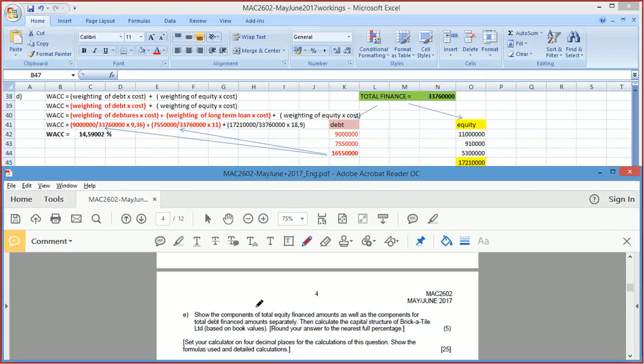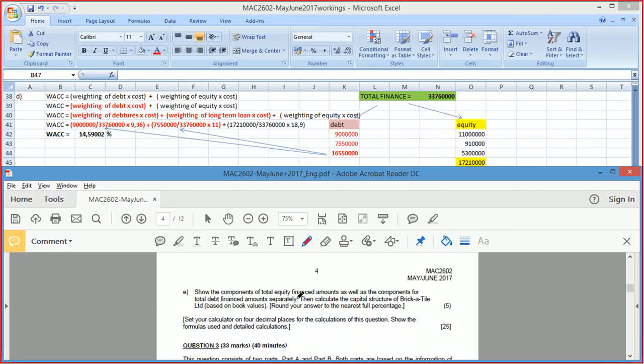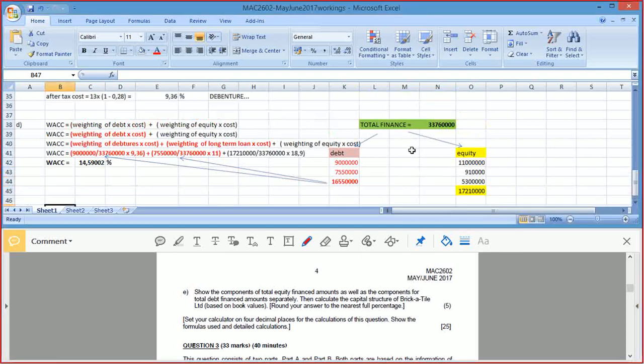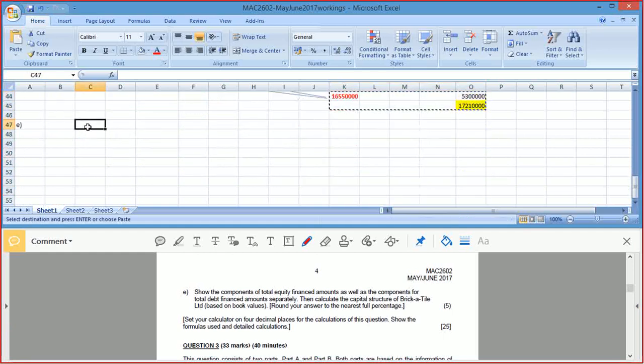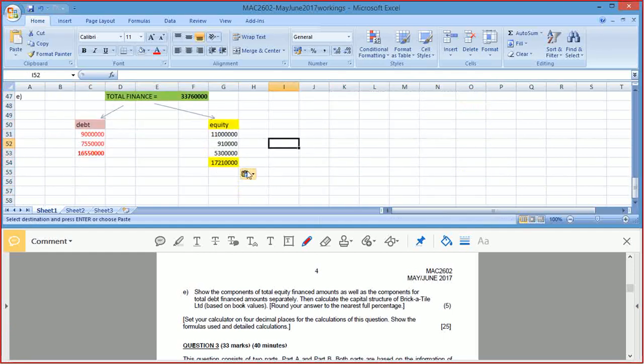E. Show the components of total equity finance amounts as well as the components for the total debt financed amounts separately. Then calculate the capital structure of Brick and Tile Ltd based on book values. Round your answer to the nearest percentage. So they want a split. I actually did that here. I'm just going to copy this diagram and put it down here, and then we'll make a nice pretty table for it.